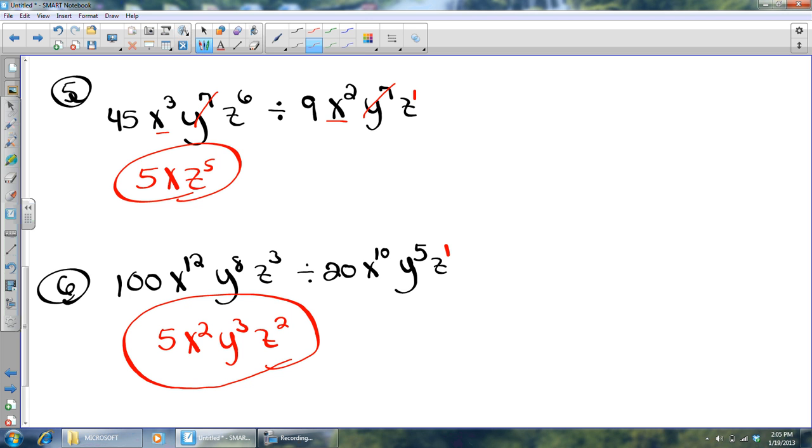All right, that is your lesson for tonight. So now we know how to multiply like variables, and now we know how to divide like variables. Okay, tomorrow we'll raise some to powers.